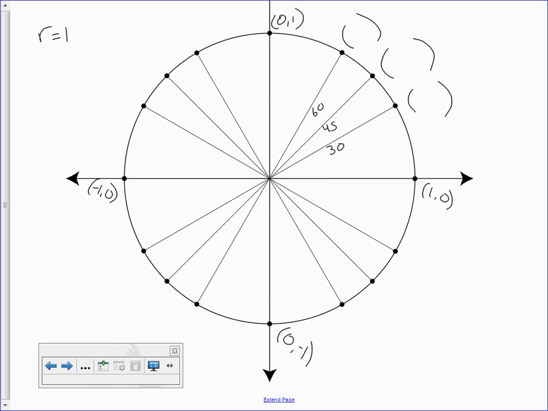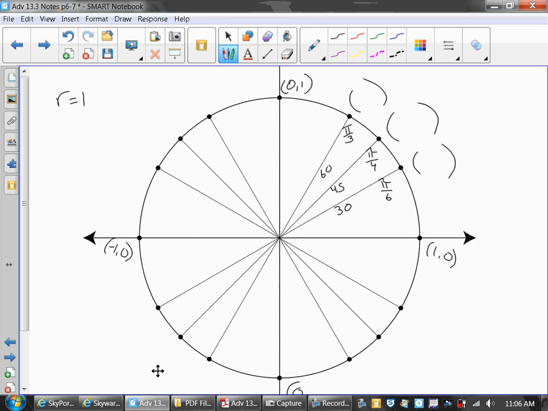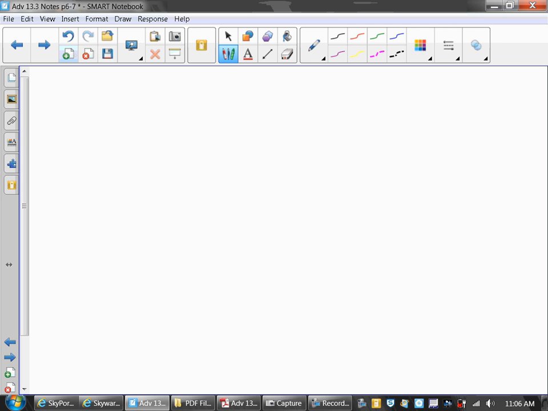Now, let's relabel what our 30, 45s, and 60s are in terms of radians. Do you recall 30 degrees was how much in radians? Pi over 6. And this was pi over 4, and then pi over 3. So with that first quadrant filled in, I'd like to backtrack for a second and look at special right triangles.